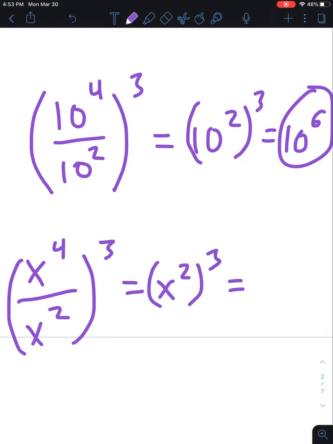And then what rule can we use next? We can use the power rule. We can multiply 3 and 2 together, and that'll get us x to the 6th. Let's make that look a little more like a 6. There you go. Which is very similar to our answer of the problem above.